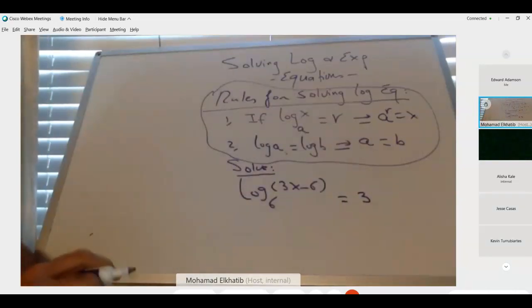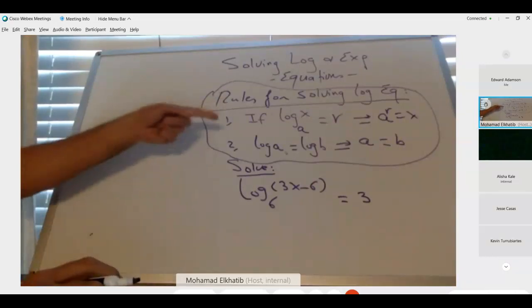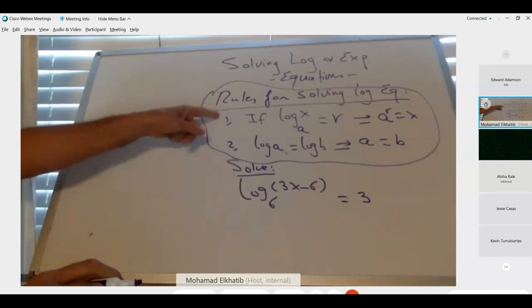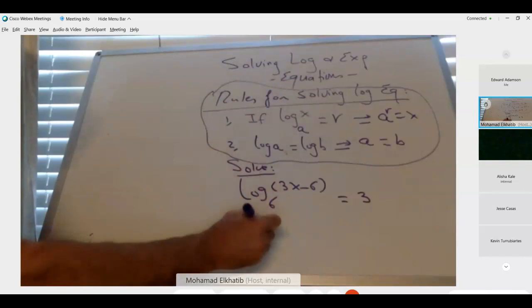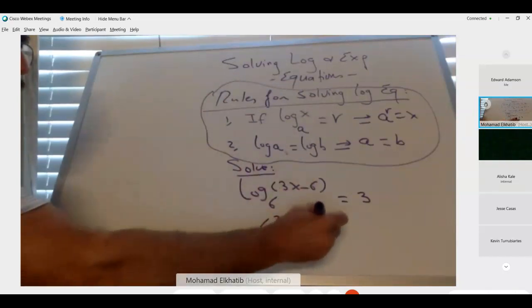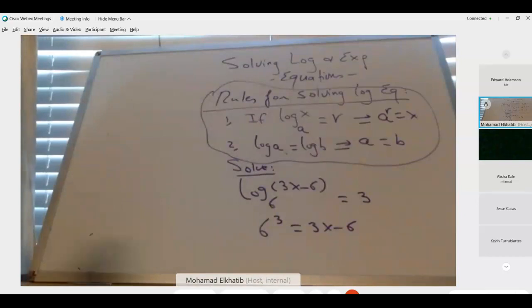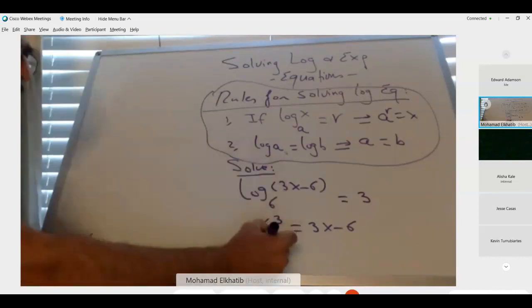So the question is, I'm solving for x. Which rule can I use, rule 1 or rule 2? This one looks like rule 1 because I have a log on the left and a number on the right. So use rule 1. What does the rule tell me? 6 to the power 3 equals 3x minus 6. Then you go to the calculator and you find 6 to the power 3. So I'll go to my calculator here, and I raise 6 to the power 3, 6, x to the power y, 3, and I got 216.